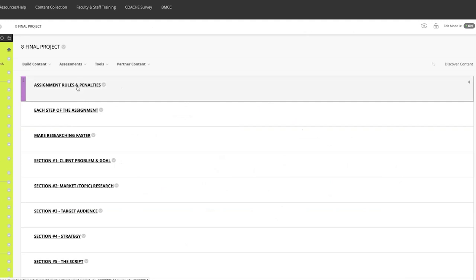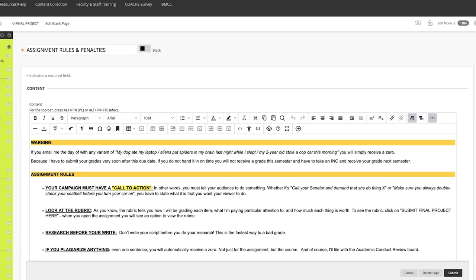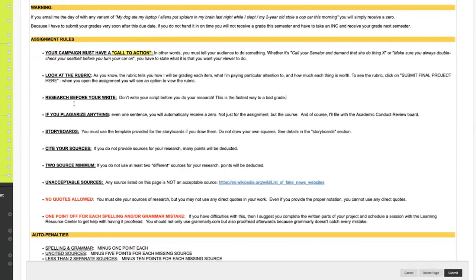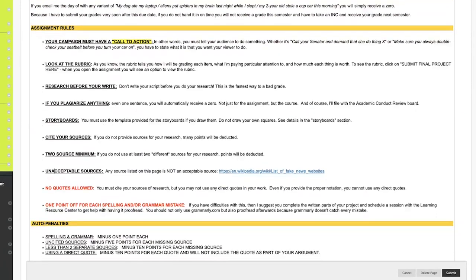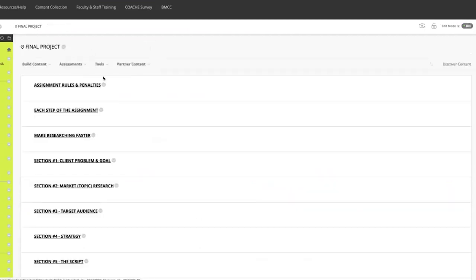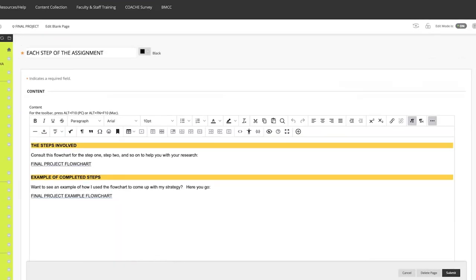Now here, I basically explain the rules, the assignment rules. Again, I know this will look different for you, but there are nice things here. There are hints, like cite your sources. There are some unacceptable sources. Don't really worry. But what I'm saying is you do have to read this stuff. Take it a step at a time. So this is just assignment rules.